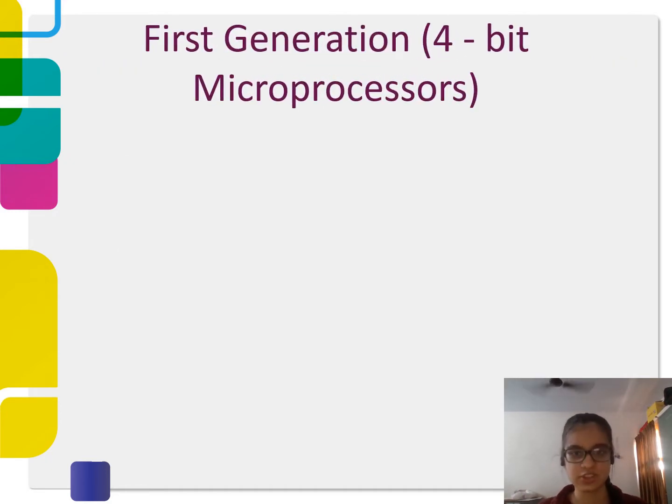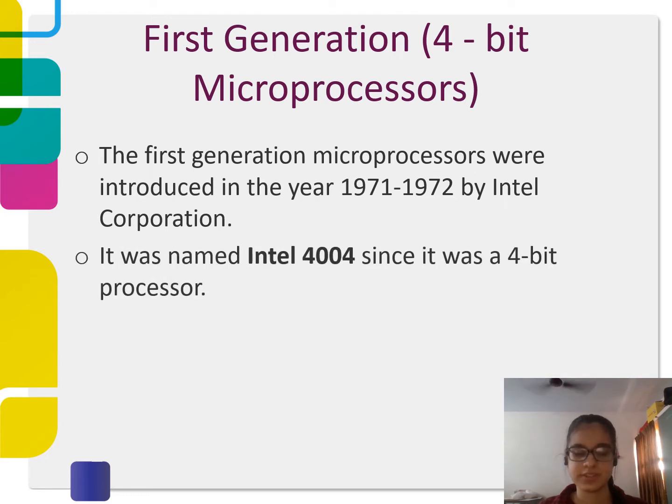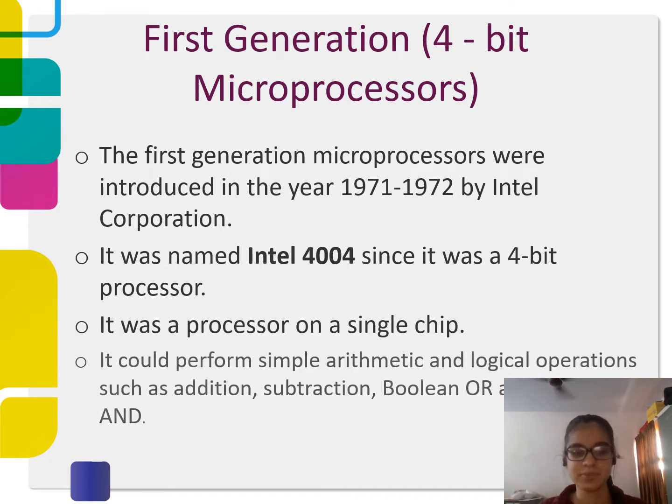Now, first generation or 4-bit microprocessor. First generation microprocessors were introduced in 1971 to 1972 by Intel Corporation. It was named Intel 4004 since it was a 4-bit microprocessor. It was a processor on a single chip. It could perform simple arithmetic and logical operations such as addition, subtraction, Boolean OR and Boolean AND.